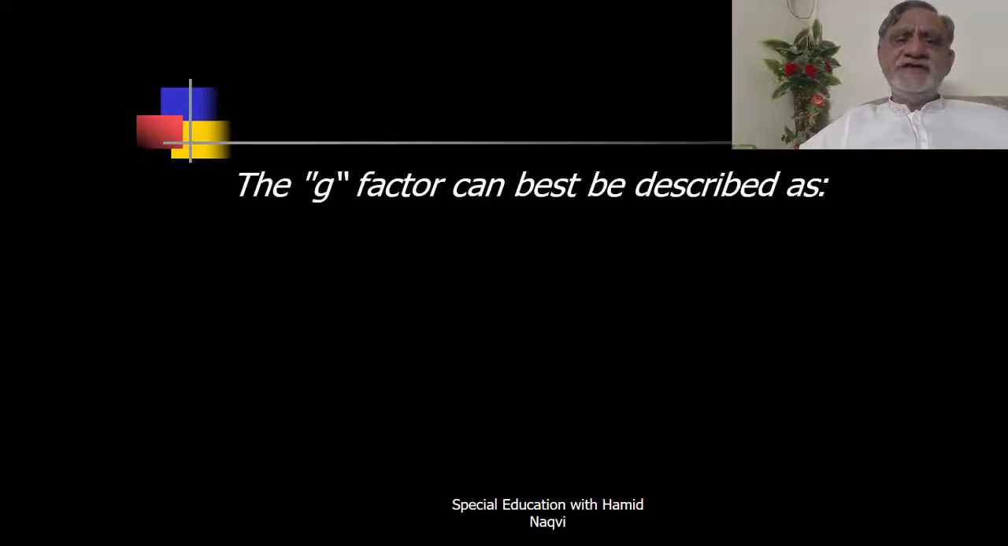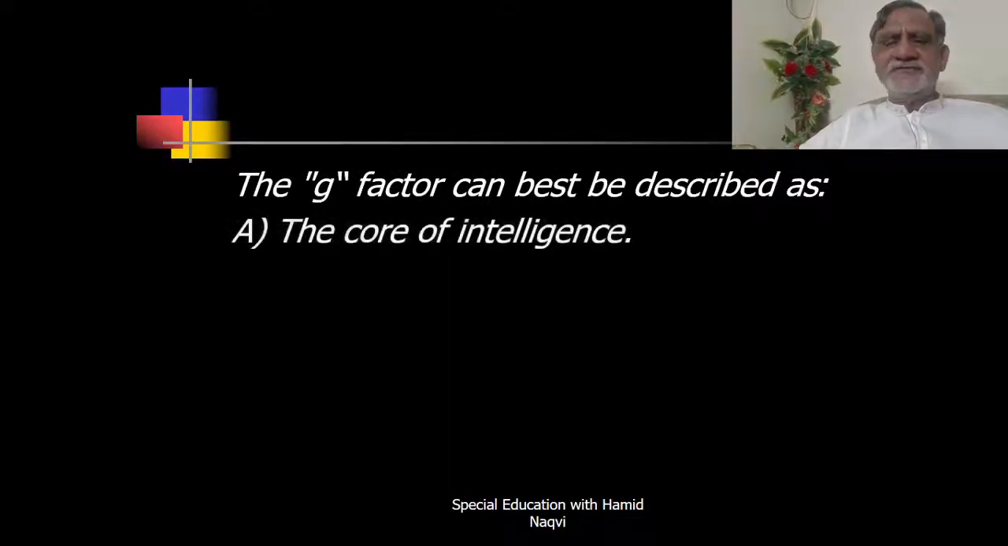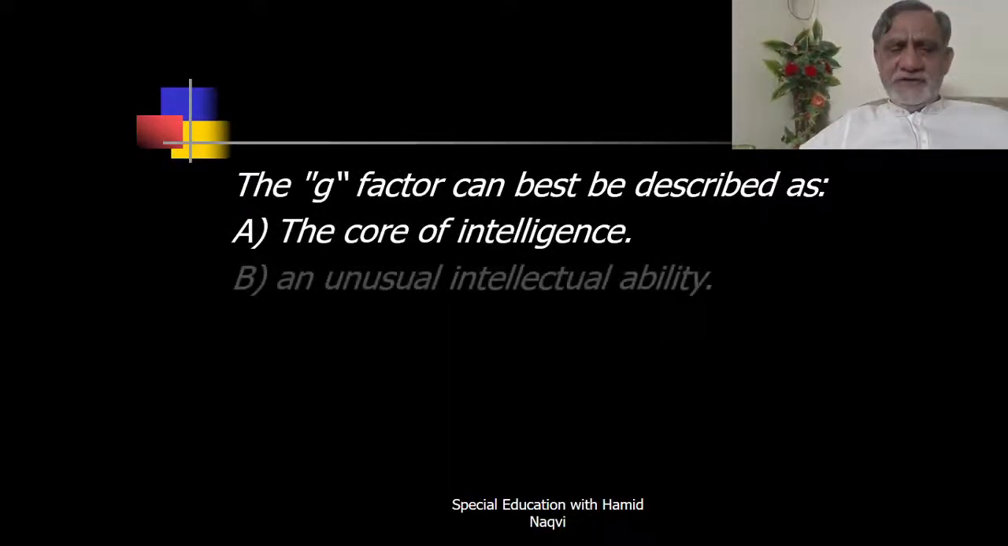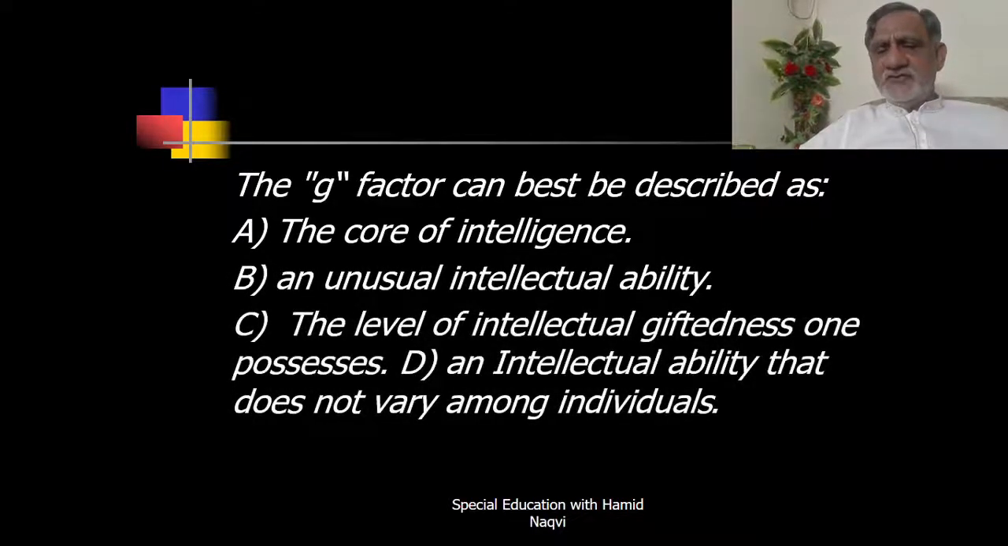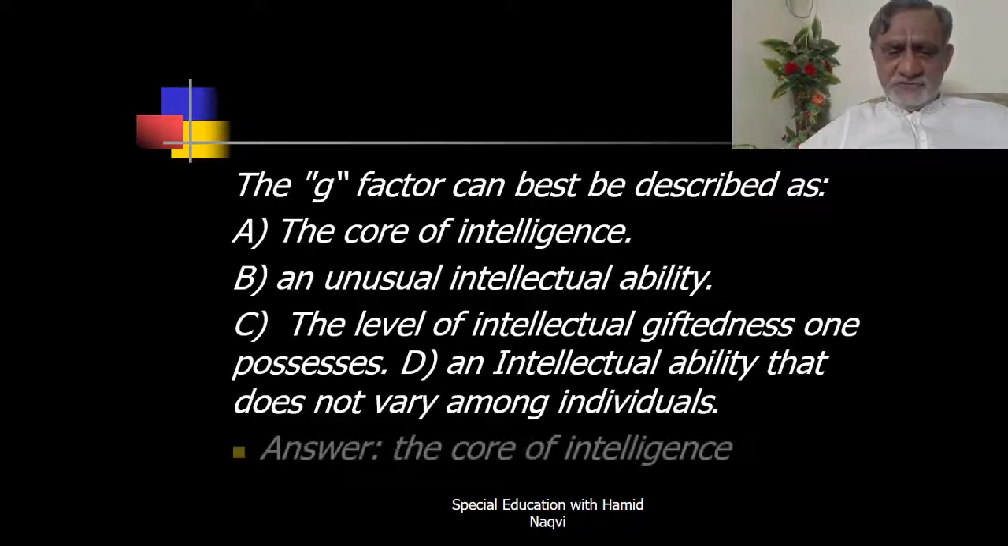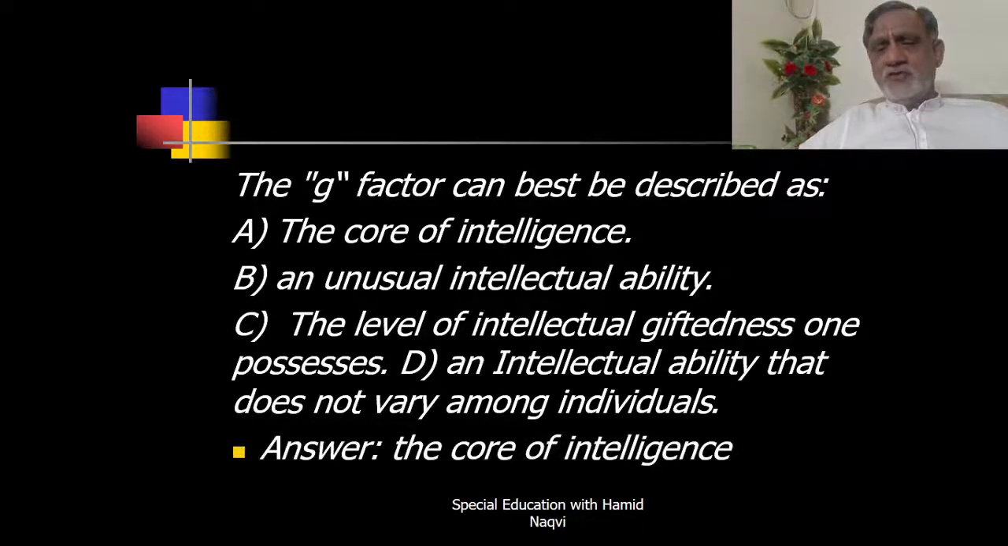Next question is, the G factor can best be described as the core of intelligence, an unusual intellectual ability, the level of intellectual giftedness one possesses, or an intellectual ability that does not vary among individuals. Answer is the core of intelligence.